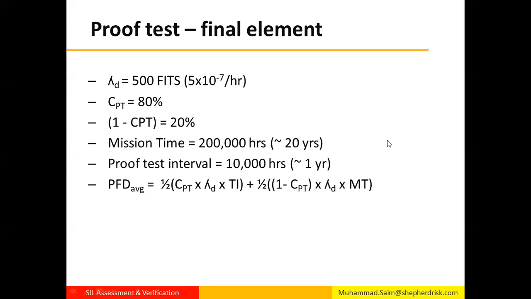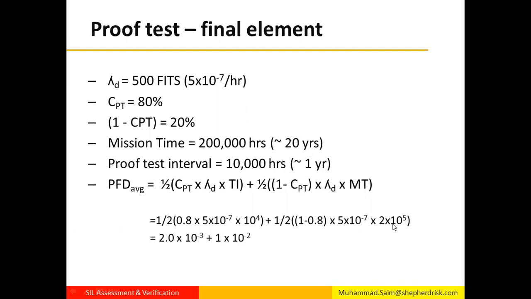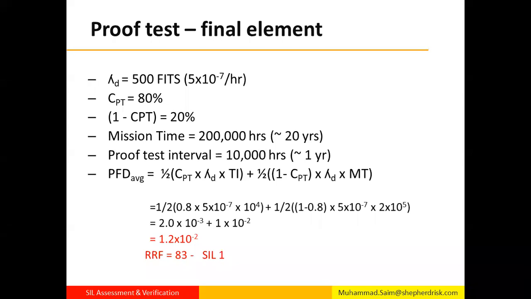We apply the PFD average formula, taking account of CPT, that is proof test effectiveness: 0.8 times lambda D times test interval of 10,000 hours, plus 1 minus CPT times lambda D times mission time of 200,000 hours. This gives us a PFD of 1.2 into 10 power minus 2, or a risk reduction factor of 83. Remember, RRF is inverse of PFD. So we get an RRF of 83, which is a SIL 1.